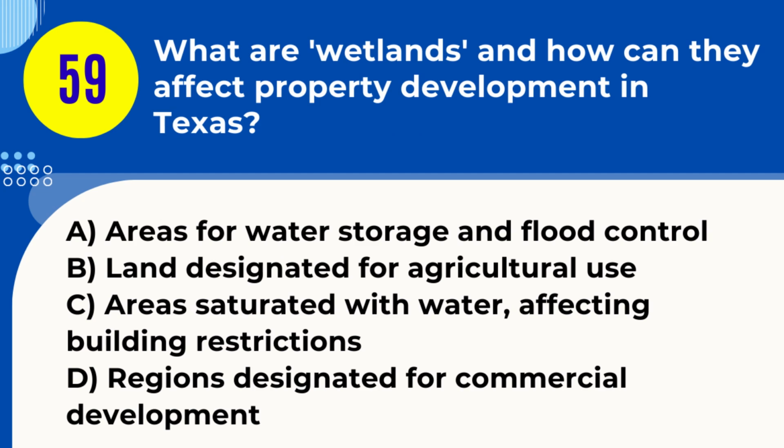Question 59. What are wetlands and how can they affect property development in Texas? A. Areas for water storage and flood control. B. Land designated for agricultural use. C. Areas saturated with water, affecting building restrictions. D. Regions designated for commercial development. Answer. C. Areas saturated with water, affecting building restrictions. Explanation. Wetlands are areas saturated by surface or groundwater, significant for their ecosystem. In Texas, development in wetlands is heavily regulated, often requiring special permits and adherence to environmental protection standards.